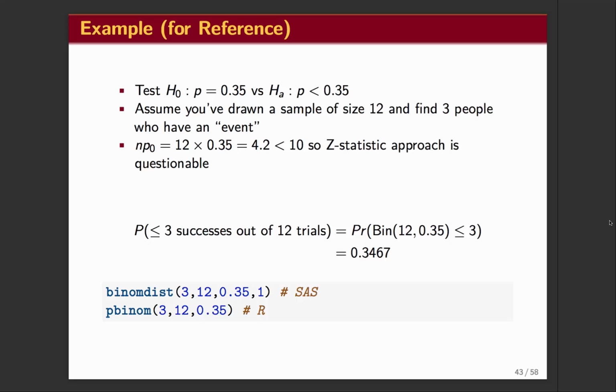So what happens when we don't have a big enough sample size? What could we do? We don't just give up, though you might like to. We can actually just use the binomial distribution itself. We can get that exact p-value without having to do this normal approximation. And so basically the question we ask is, what is the probability of seeing less than or equal to 3 successes? Why am I saying less than or equal to 3 successes?